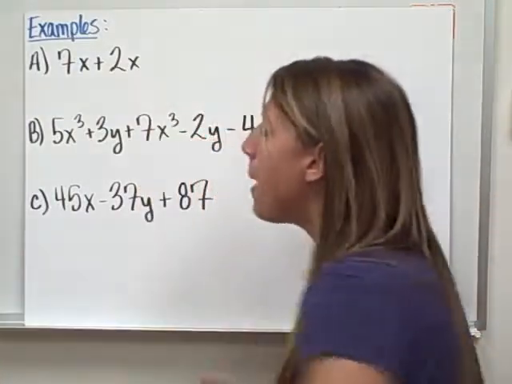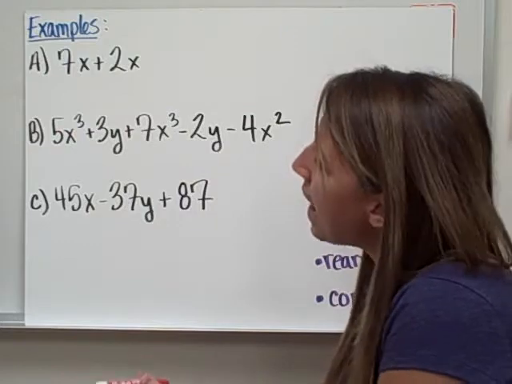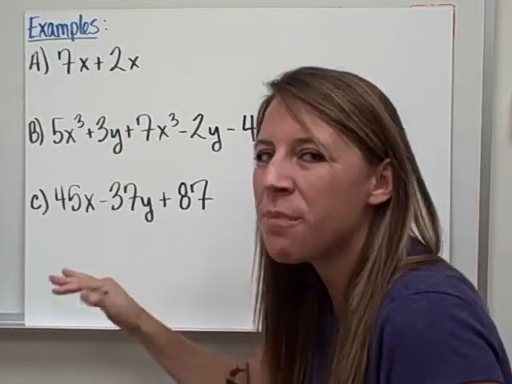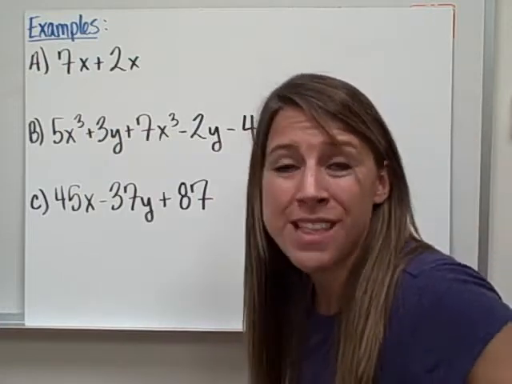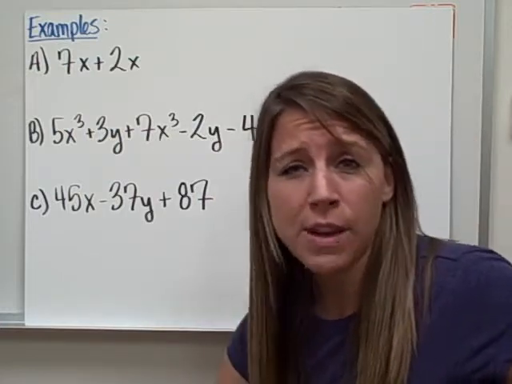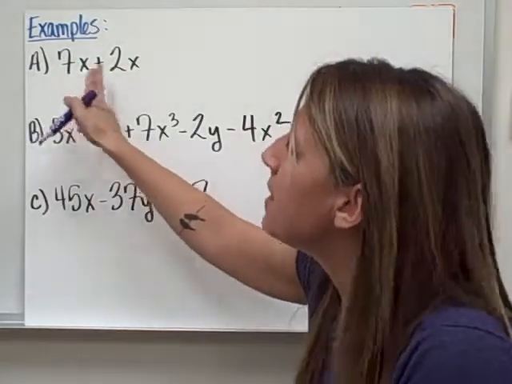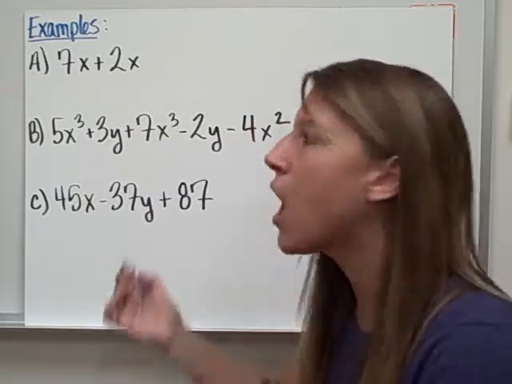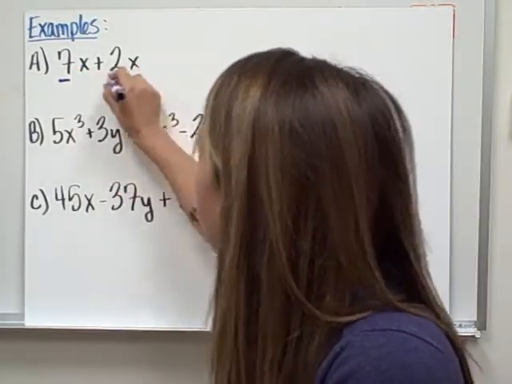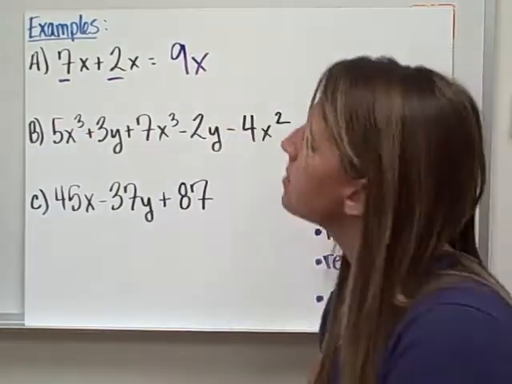So here are some brief examples. In my first example, 7x plus 2x, well, that's just like our previous example, only now I don't have a picture to map it out. Does that mean you can't draw one? No, you can if you understand that you're adding the same unit size. 7x's plus 2x's, I add the coefficients, 7 and 2, and I know that that is 9x.